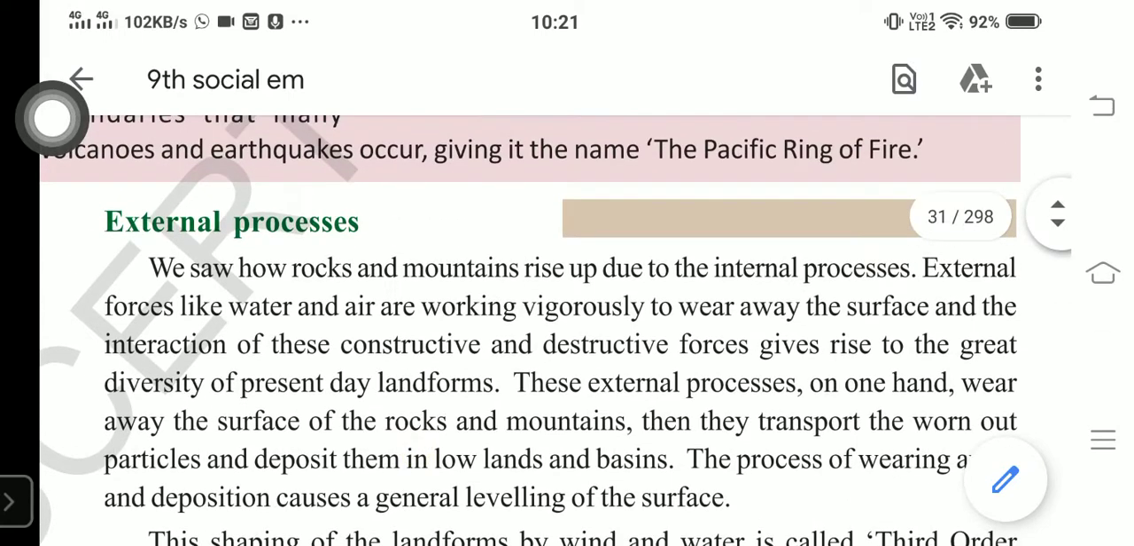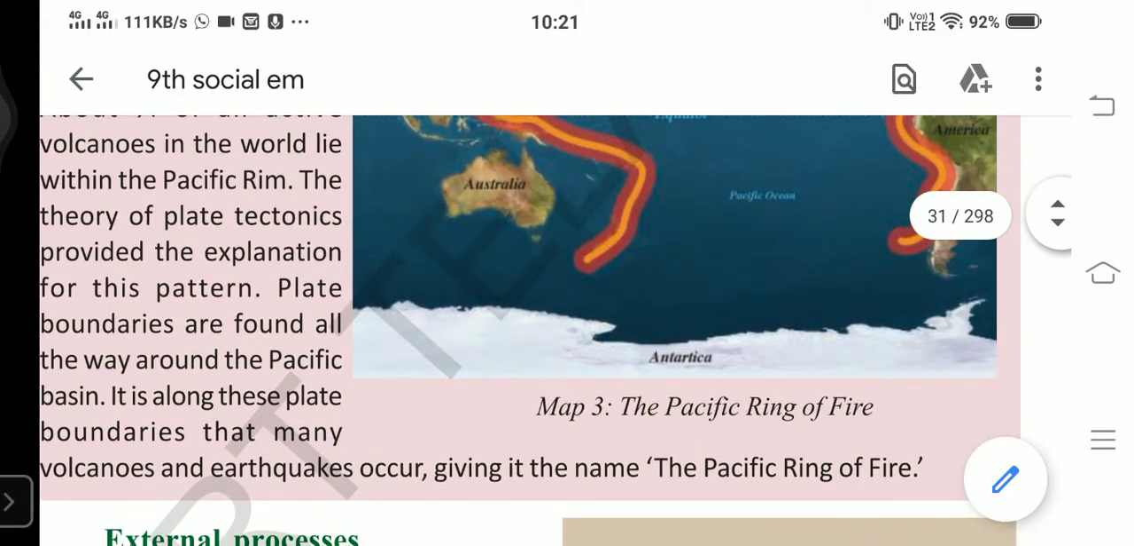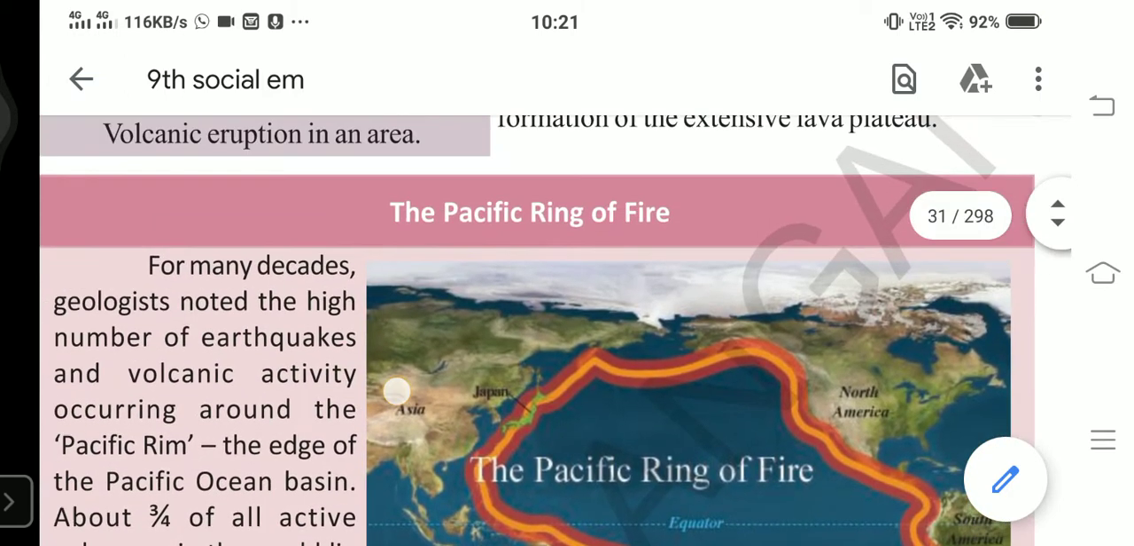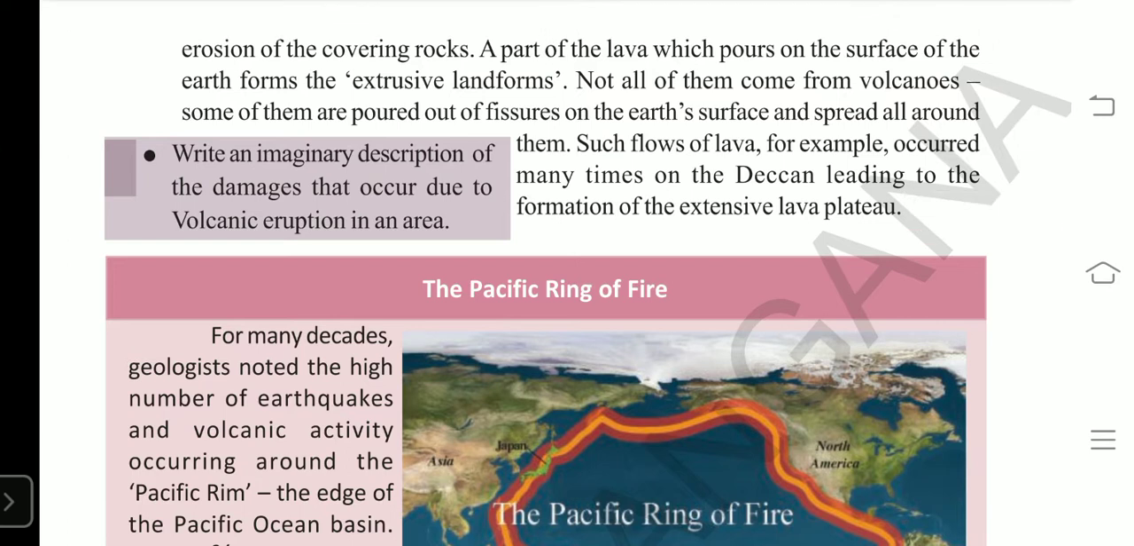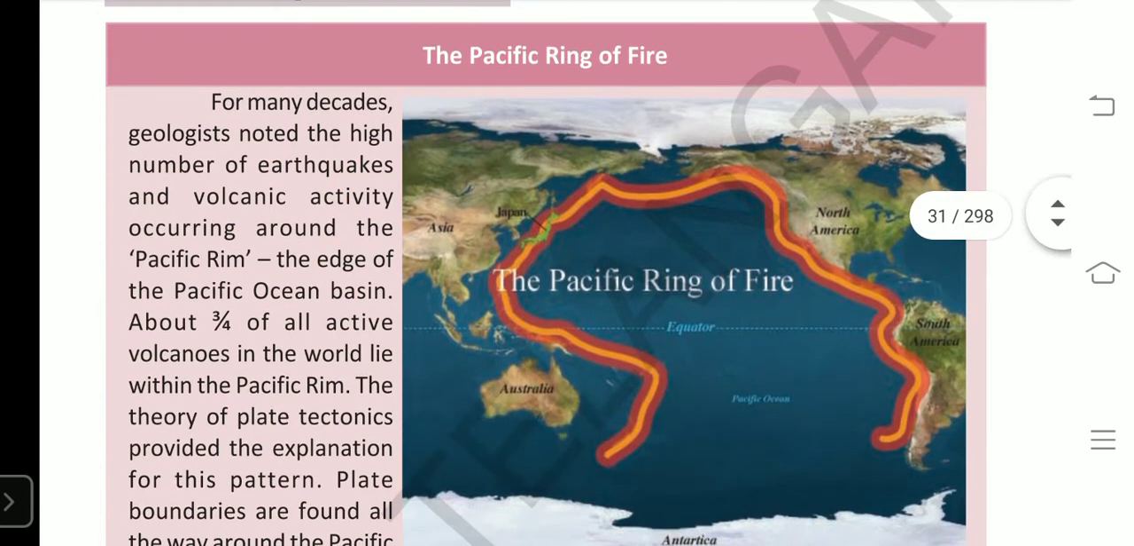Right? Yesterday we completed slow movements and sudden movements of the earth. So now, today we'll see the Pacific Ring of Fire.